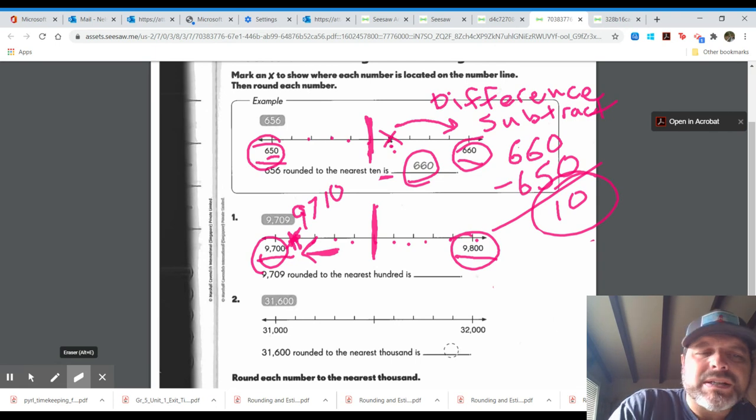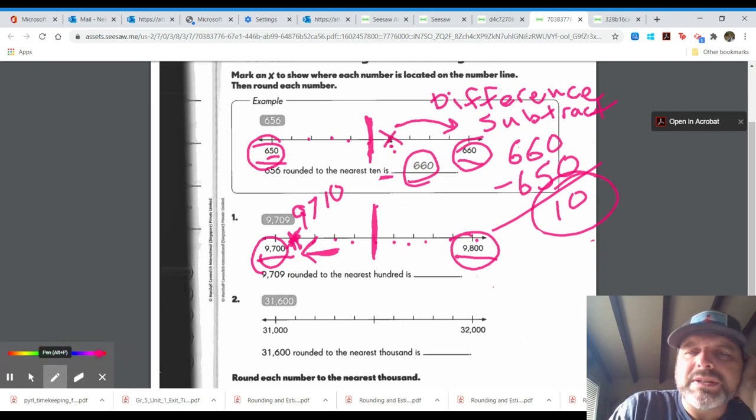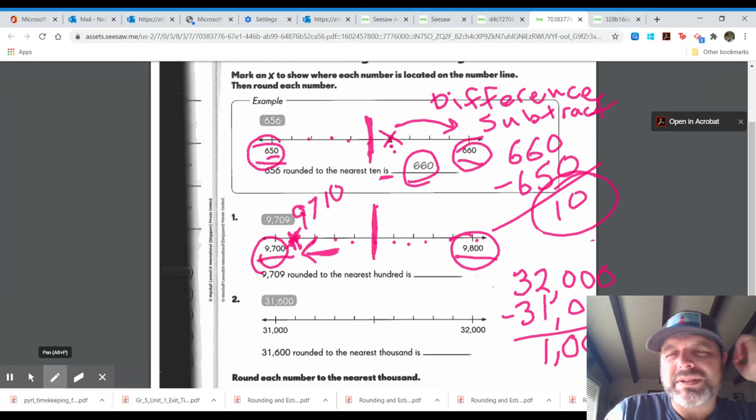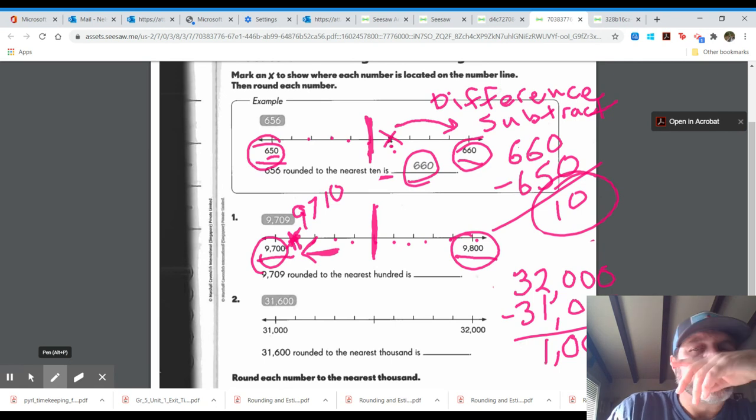All right, and I like to show my work, so I'm going to show you. 32,000 minus 31,000, because I'm going to find the difference. And it's 0, 0, 0, 1. So it's 1,000 as the difference between those two numbers.